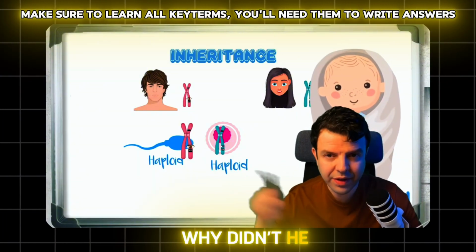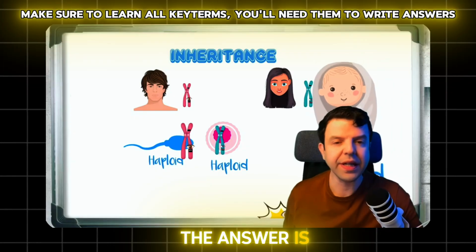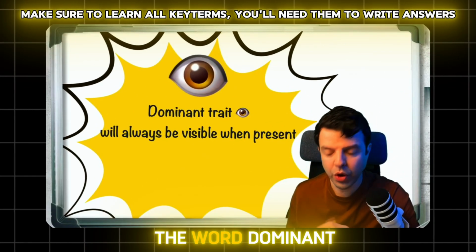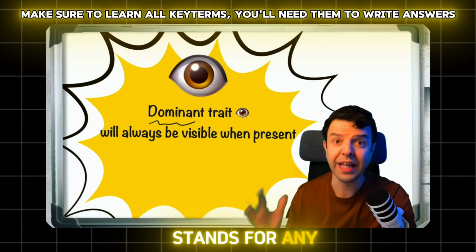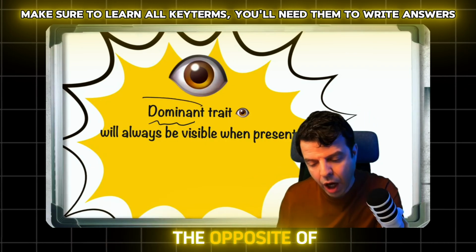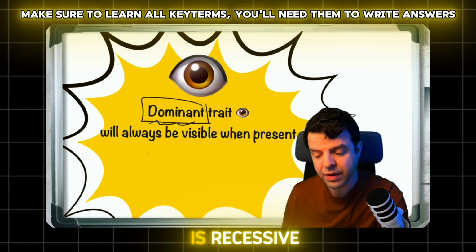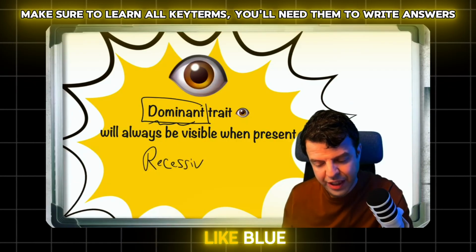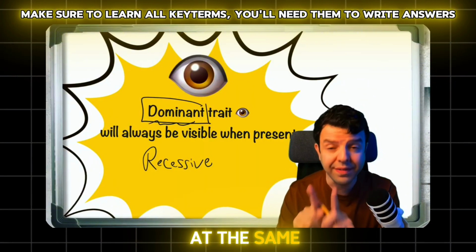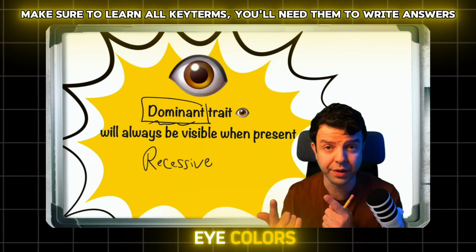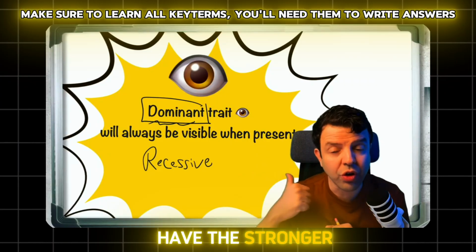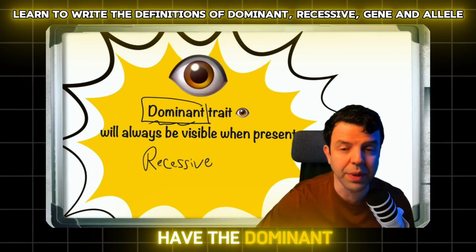Now, why didn't he have blue eyes? The answer is because the eye color brown is dominant. The word dominant stands for any feature that masks the weaker feature, like blue eyes. The opposite of the word dominant is recessive. So recessive is like blue, dominant is like brown. If somebody has brown and blue at the same time, he's not gonna have two different eye colors. Even if someone has it, that's not our case for today. He will always have the stronger version. He will always have the dominant trait.